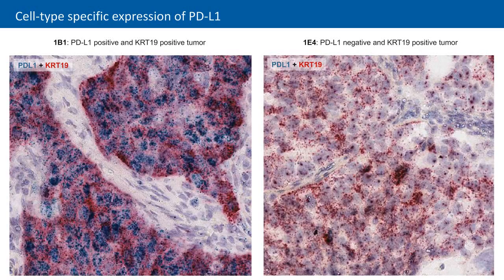Here we show two keratin 19 positive tumor cores in red, and core 1B1 on the left is a PD-L1 positive tumor with co-expression of PD-L1 and cytokeratin 19, while core 1E4 on the right is a PD-L1 negative tumor with no co-expression with the keratin 19.